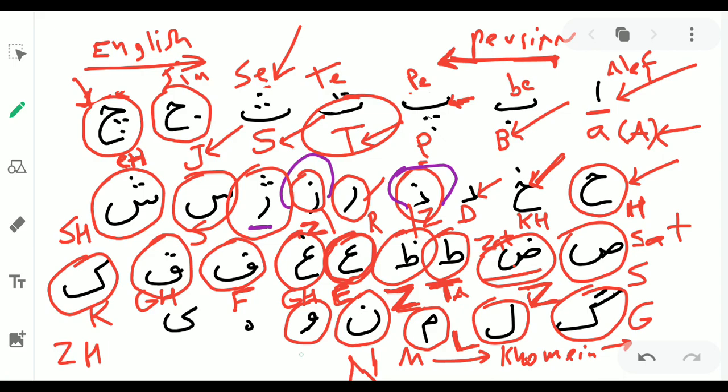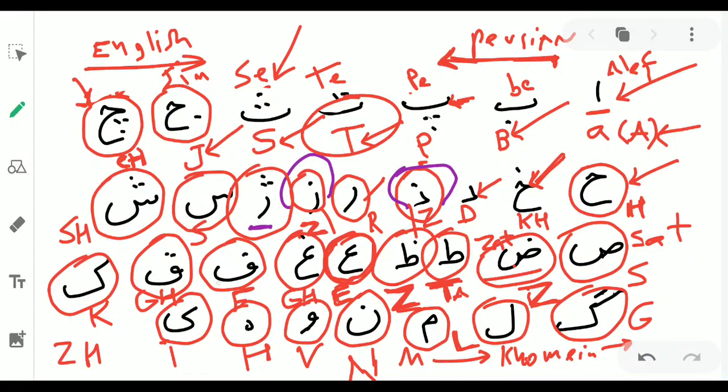And then this one is Vav, or V in English. This one is He, or H in English. And the last one is Ye, or Y or I in English. Now, as you can see, this is a big mess.